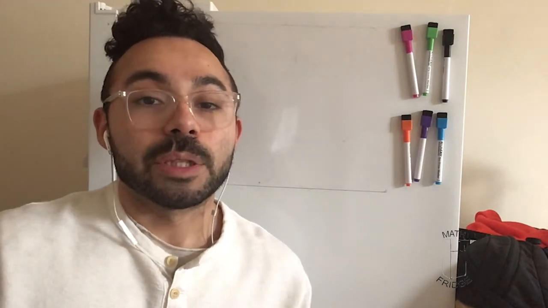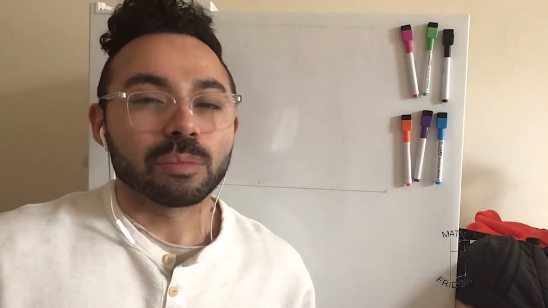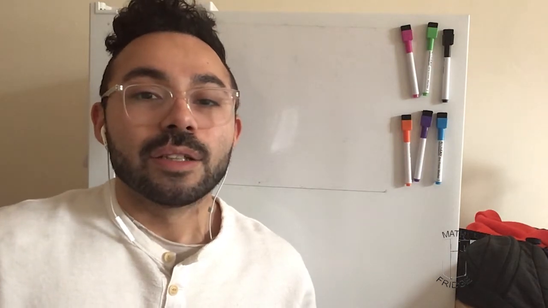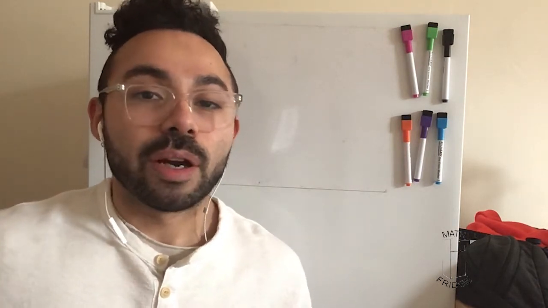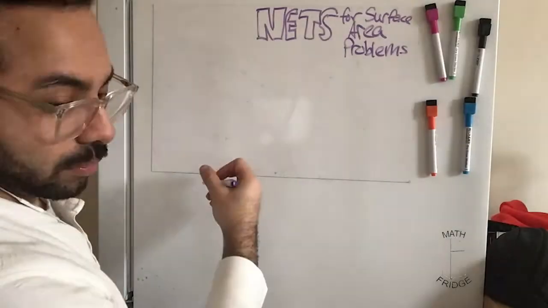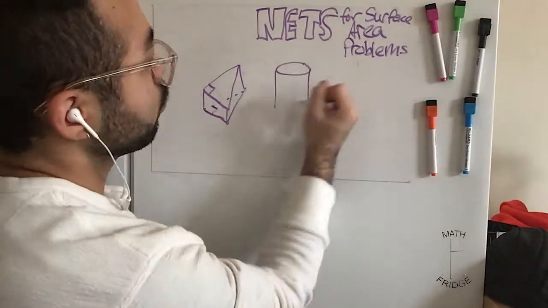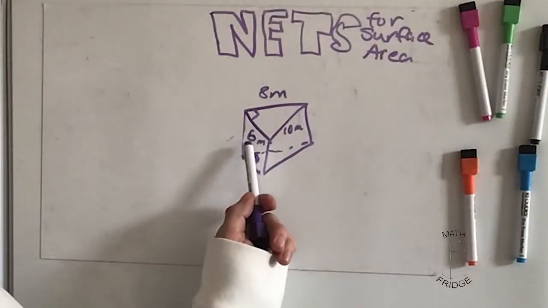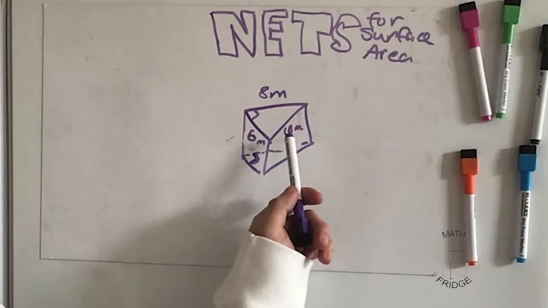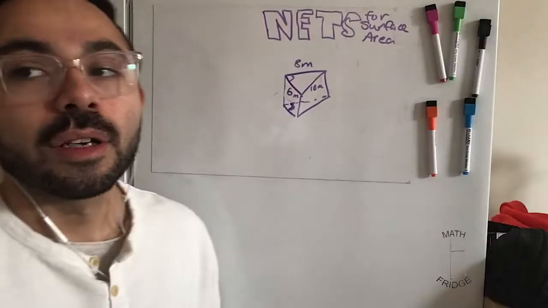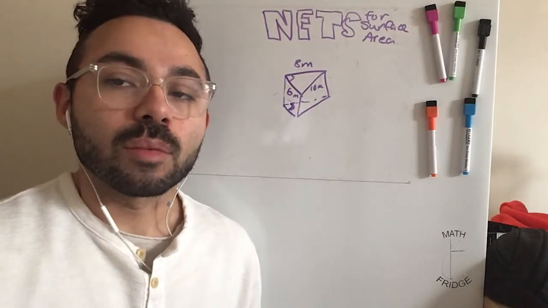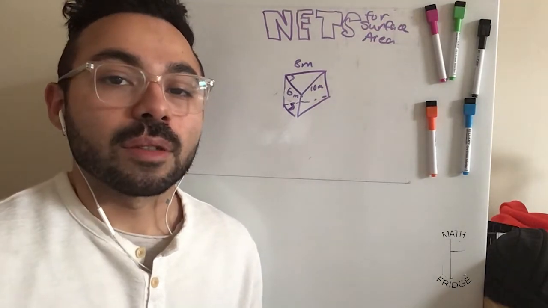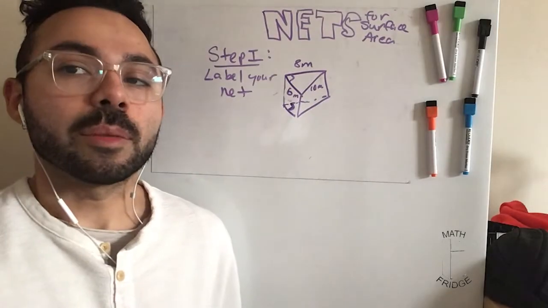So today I want to unravel that mystery a little more succinctly so that we can have a better understanding of it and be more confident approaching surface area problems for your tests. So here we have 6 meters, here we have 8 meters, and here we have 10 meters. So right now we're going to work our way through and figure out how to solve this problem. So step 1, we're going to label our net.